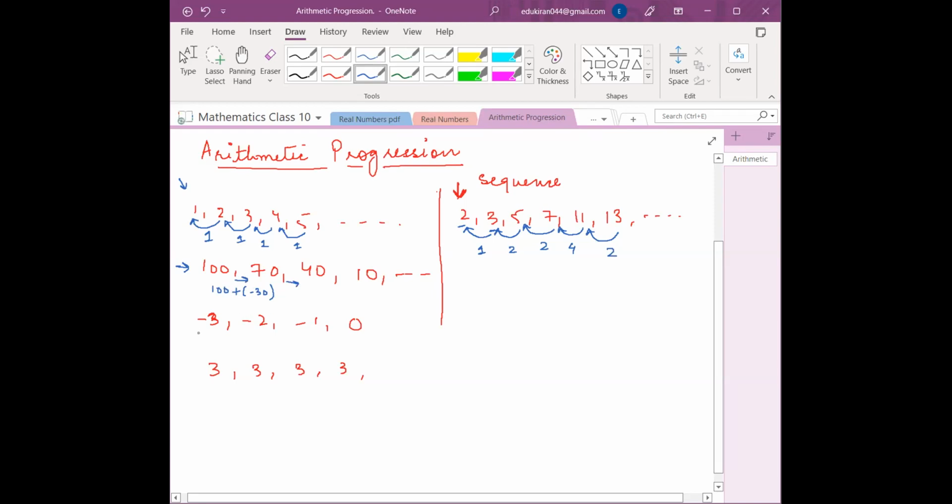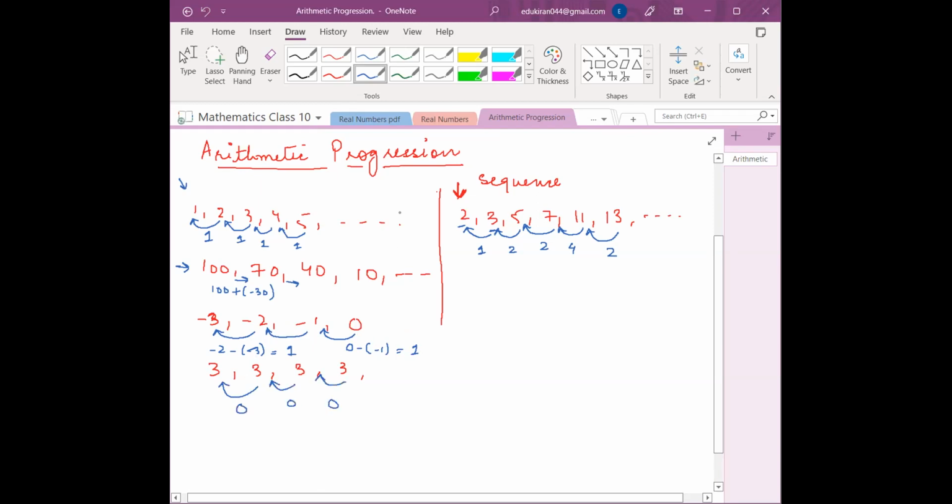Again, come here. What is the difference between the terms? If you subtract minus 2 minus of minus 3, what will you get? Plus 1. Similarly here, you will get a difference of plus 1. Similarly, you will get a difference of plus 1, 0 minus minus 1. So you will get a plus 1. So everywhere the difference is the same. Now here also the difference between the terms is the same, which is 0.